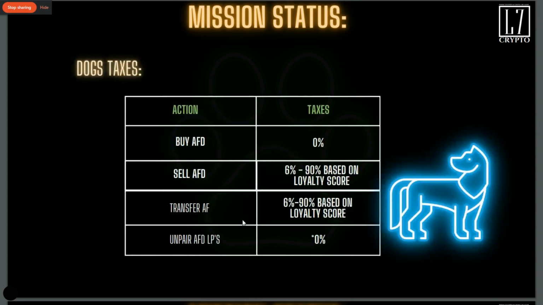The dog taxes. When you buy dogs, no tax. When you sell the dogs, that's going to be dependent on whether you're going to pay 90%, anywhere down to 6%. It just depends on the time frame. Same thing with transferring to another wallet. You don't want to do that either. Unpairing them, this just recently changed because it was 90%. It had the same tax as a sell or a transfer, but now it's been reduced to 0. So if you create a dogs B&B LP, and you say, oops, I wanted the dogs paired with BUSD, then you can break it apart and don't have to worry about a tax.